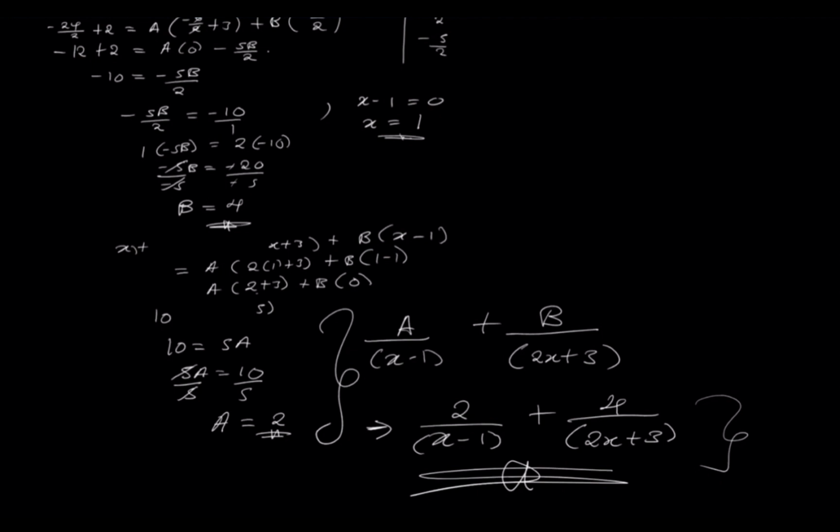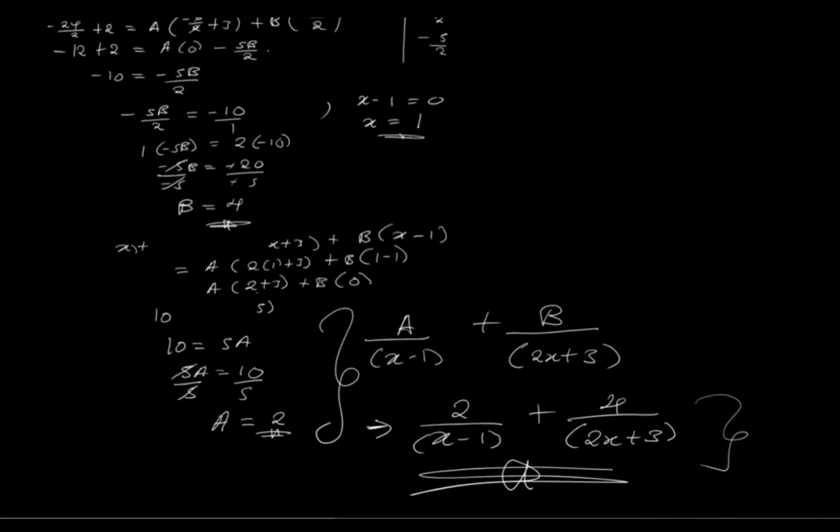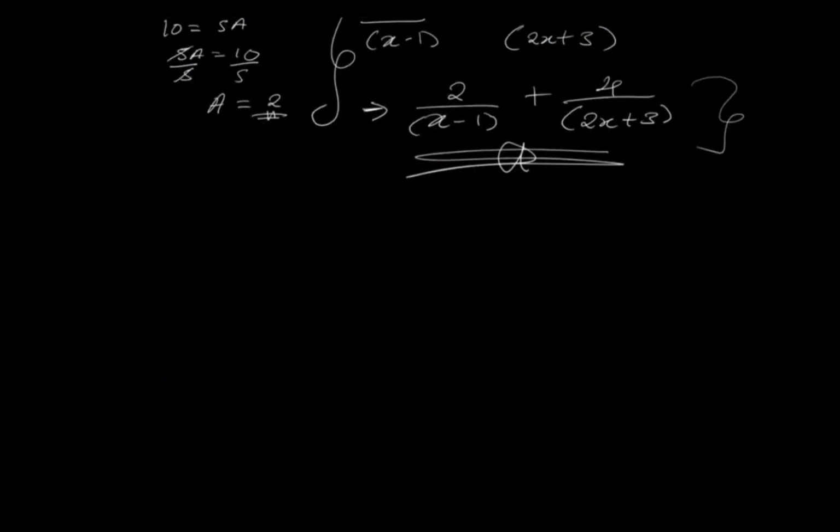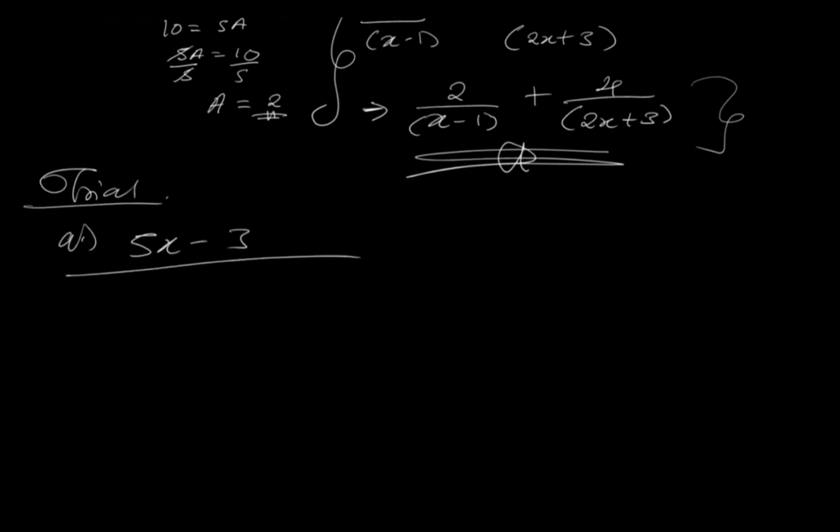All right, so maybe I should give you a question to try. I think that would be way better than just watching videos. Okay, let me try and give you one. So it's a trial. The trial is 5x minus 3 over x squared minus 3x minus 4. So you can pause the video and attempt to do this question.